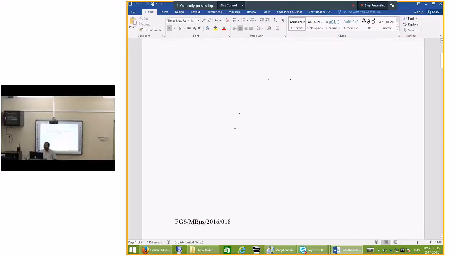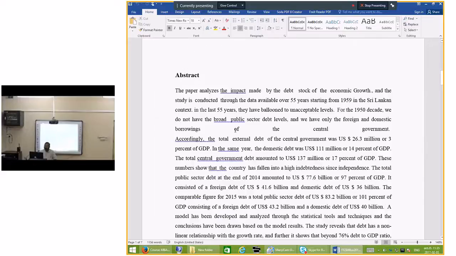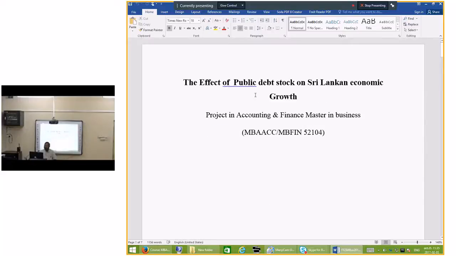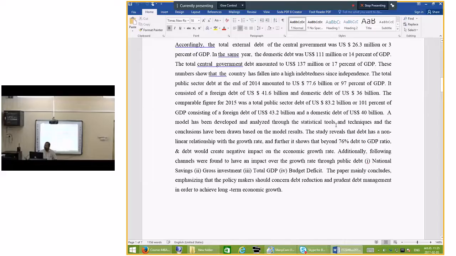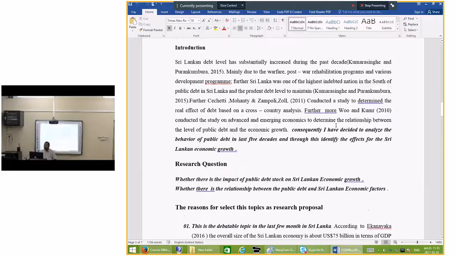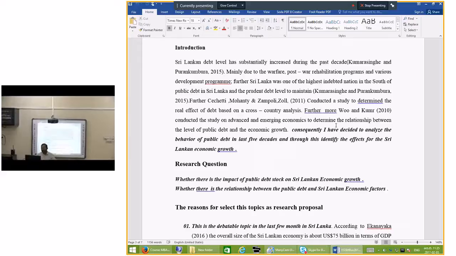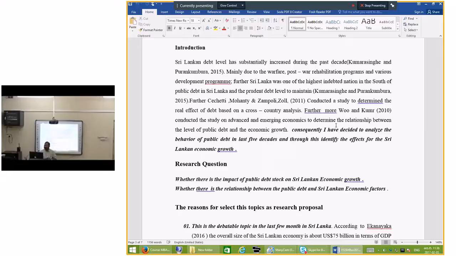My suggestion is that you have to rearrange the wording of the topic, not only public debt stock and Sri Lankan economic growth. You have to change this accordingly, and also the conceptual framework. You may say, now I am going to evaluate the government policies separately. Don't take 1959. I think it is better to take from 2000 to 2017 and analyze separately from government to government, period to period.